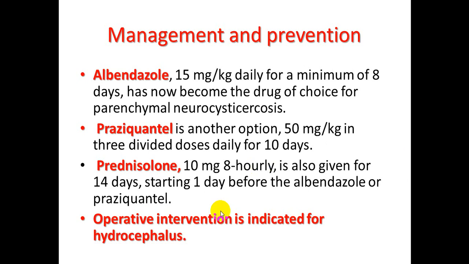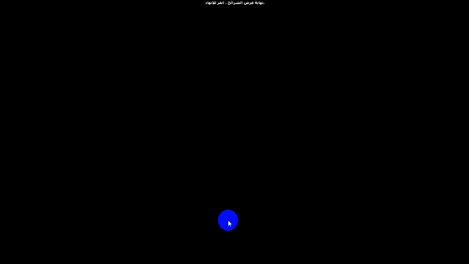Operation or intervention is indicated for hydrocephalus. Hydrocephalus, obstruction of the CSF passages, is difficult to treat medically only, so there should be a bypass for the CSF passages, so treatment is by shunt. So hydrocephalus is mainly a neurosurgical treatment.